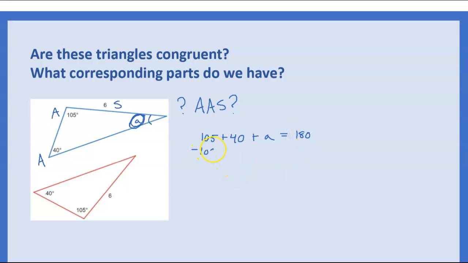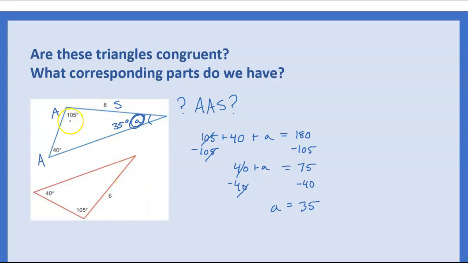So we just need to subtract 105 from both sides. We get 75. And we subtract 40 from both sides, and we get A equals 35. So we can totally determine what this angle measures if we have the other two.